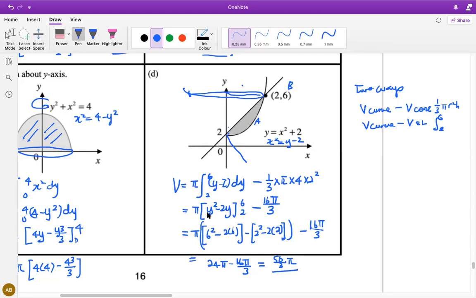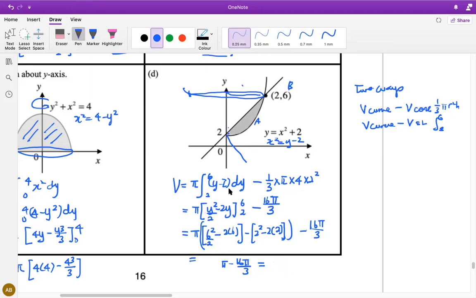Okay, so I made a mistake here. Over 2. Over 2. So here is 8. So 8 minus 16 over 3. You should get 8 over 3, right? Okay, so this is the correct one.